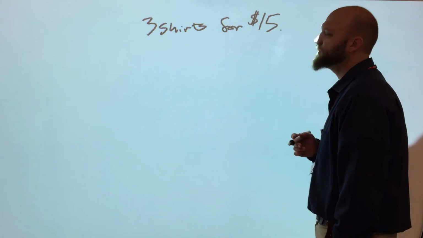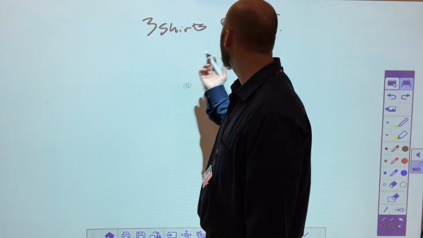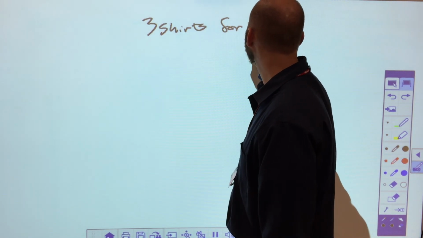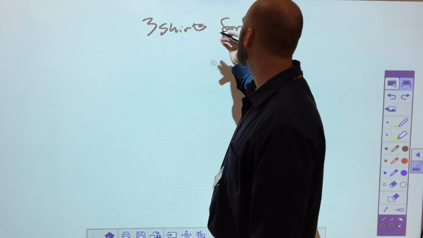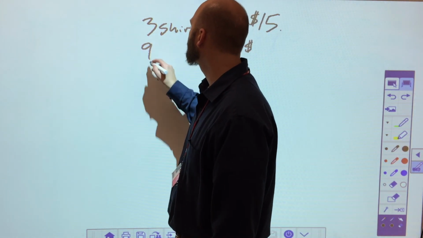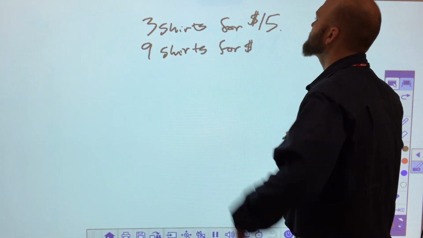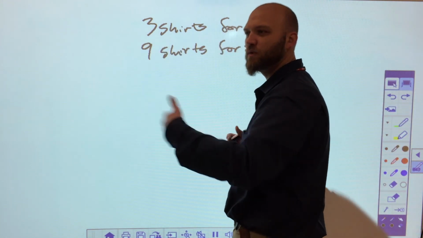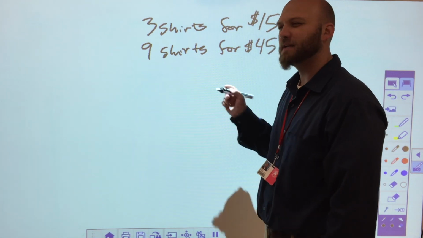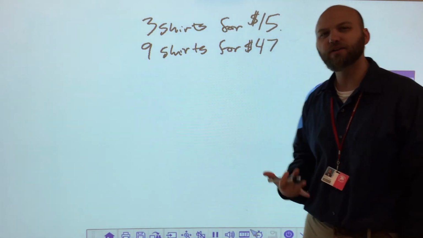Well, I'm buying 3 shirts for $15, and I take them up to a clerk. And I bought, well, let's say, 3 shirts for $15, so let's buy 9 shirts. Well, I know that it's 3 for 15, so my unit rate is 1 for 5, so 9 shirts should be $45, right? Well, when I take it up to the clerk, he says, that's $47. How do I know if he's right or he's wrong?